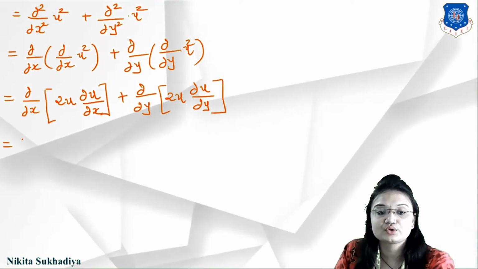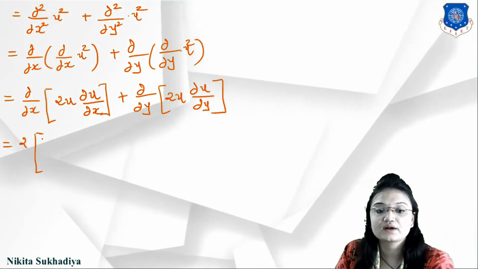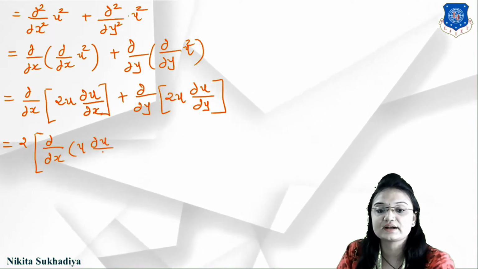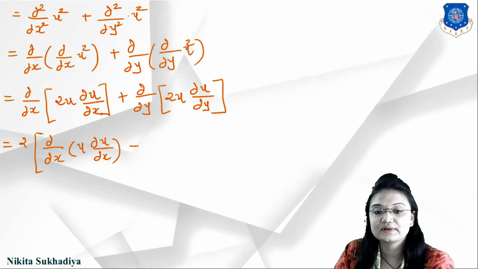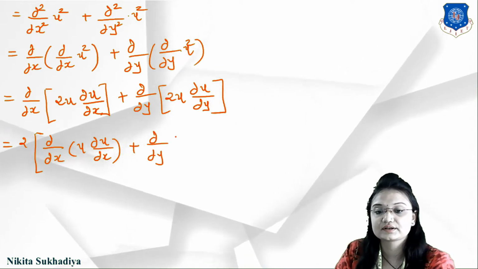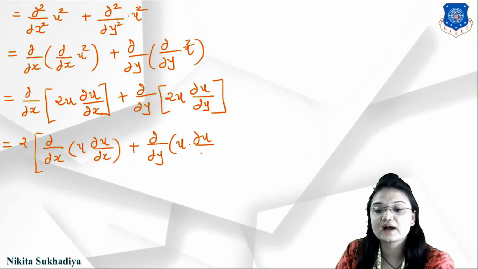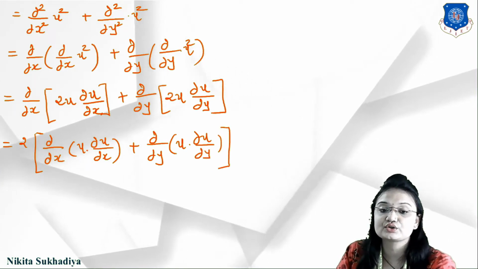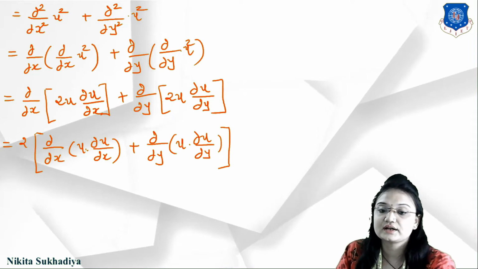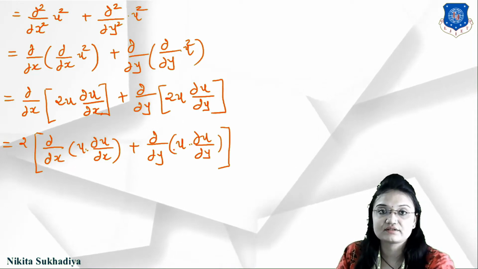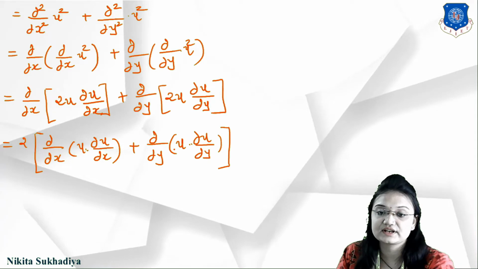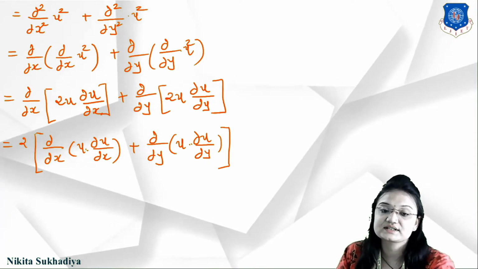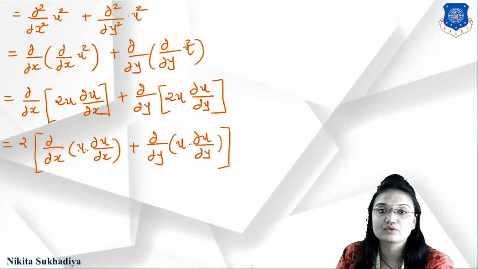Okay, now 2 is common. Now we have del by del x of u into del u by del x, and plus del by del y of u into del u by del y. Now here we have to use the multiplication rule of derivative, and here also the multiplication rule of derivative. So what is the multiplication rule of derivative? First constant, take the derivative of second, then plus second constant and take the derivative of first.